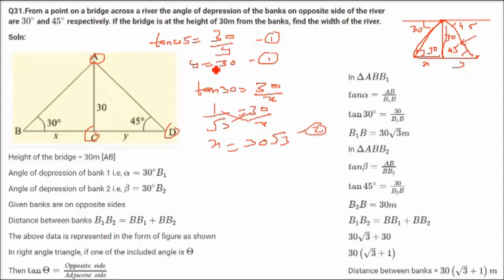This is second. Now we have to add x and y. So x plus y is 30 root 3 plus 30, which is the result. Take 30 outside, root 3 plus 1 is inside. So this is the answer. This is the width of the river.